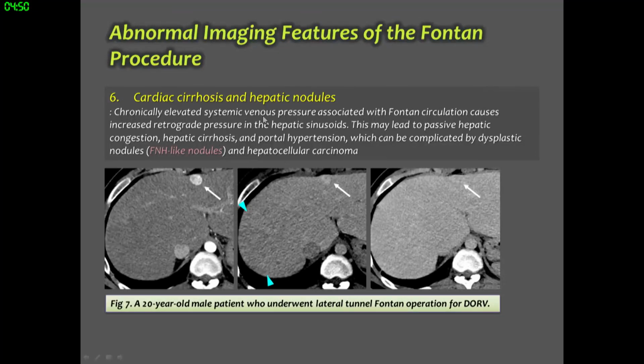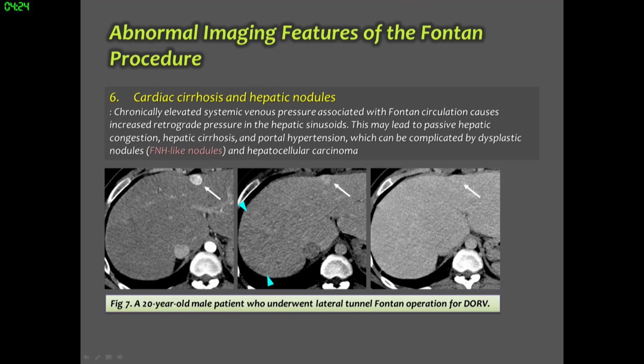Chronically elevated systemic venous pressure associated with Fontan circulation causes increased retrograde pressure in the hepatic sinusoids. This may lead to passive hepatic congestion, hepatic cirrhosis, and portal hypertension, which can be complicated by dysplastic nodules and HCC. This is a 20-year-old male patient who underwent lateral tunnel Fontan operation for DORV.